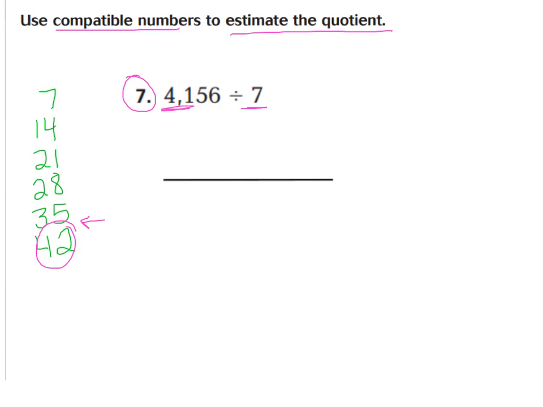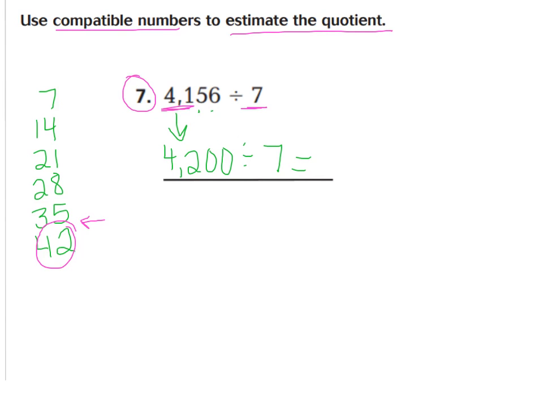Now that we found our compatible number, which is 42, boys and girls, I would like you to try and write the new problem that we're going to be using to divide 7 into using the 42. So we're going to change this 4,156 into a compatible number using 42, and we're going to divide it by 7. See if you can try that. Press pause and work on the problem. Press play when you're ready to go over the answer.